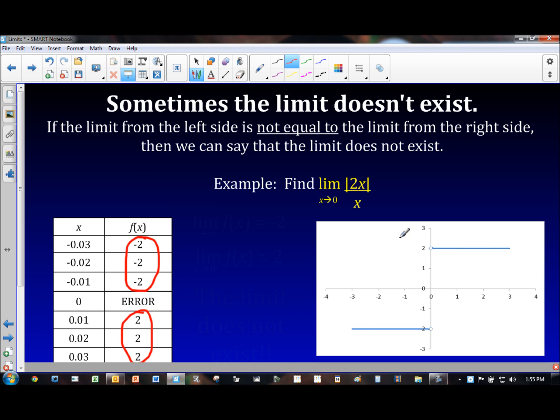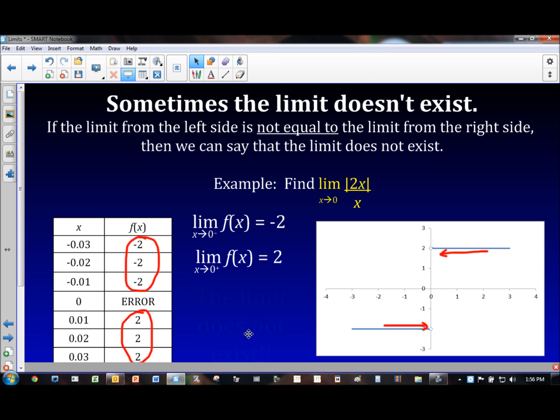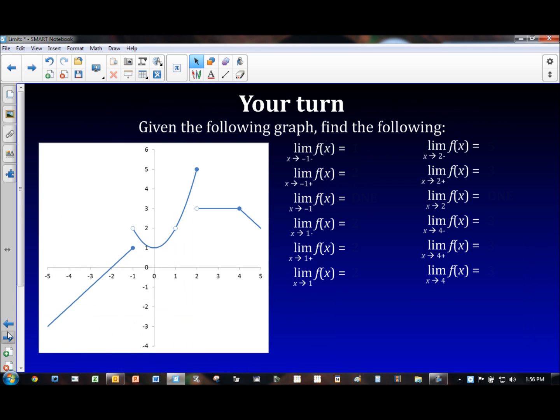And if you graph this on a calculator, you're going to get something that looks like this. Okay, so there's this big jump from all of these negative 2's to all of these positive 2's. So as I approach from the left, I get a y value of negative 2. As I approach from the right, I get a y value of positive 2. Those are different. So what that means is the limit doesn't exist as x approaches 0. The limit does not exist. And you can say that. Sometimes that happens.